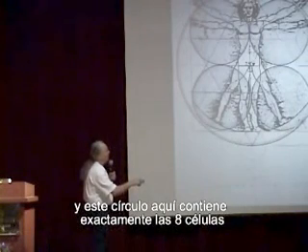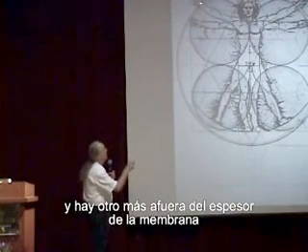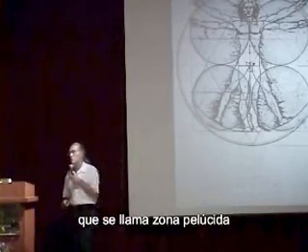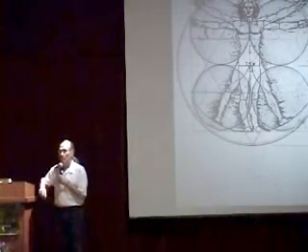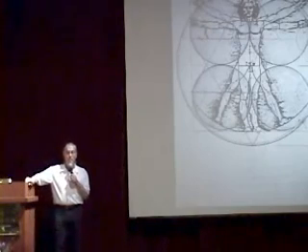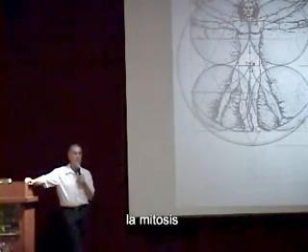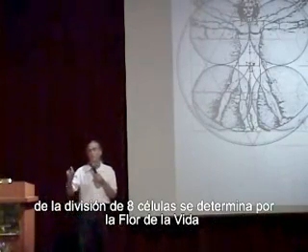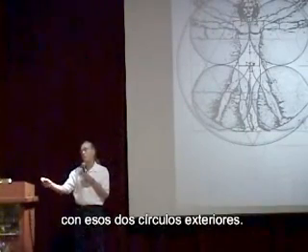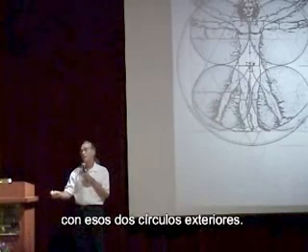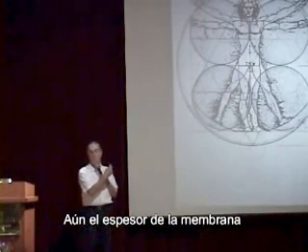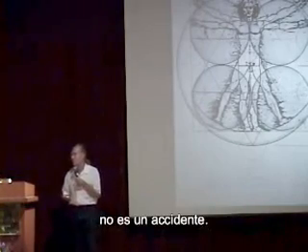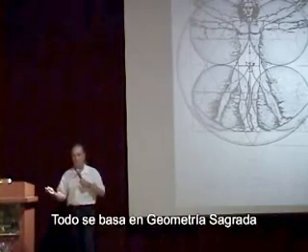And this other one outside of it is the thickness of the membrane, which is called the zona pellucida of the mitosis at 8 cell division. That is actually determined by the flower of life, where those 2 lines that are on the outside have actually determined the thickness of the membrane. Even the thickness of the membrane is not an accident. It's not just a random thing. It's all based on sacred geometry.